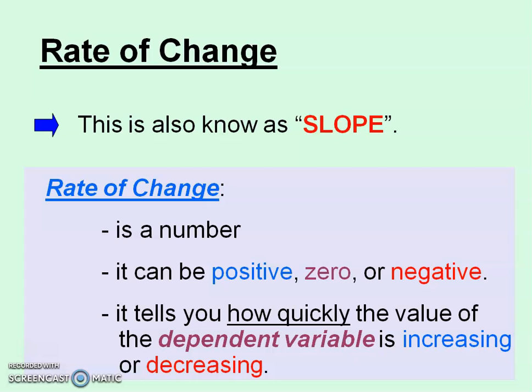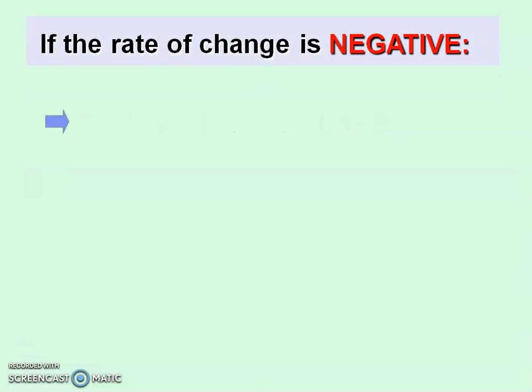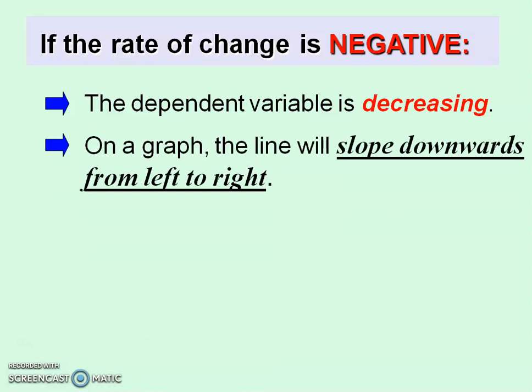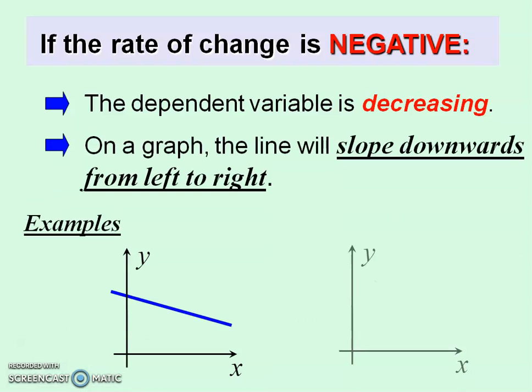The rate of change is a number. It can be a fraction, it can be positive or negative, or it could be zero. And I'll just quickly show you what it looks like visually if it is positive, zero, or negative. Having a rate of change that's negative means that as the independent variable increases, the dependent variable is decreasing. Graphically, this would be any line that, as you read it from left to right, goes downwards. It doesn't matter the angle.